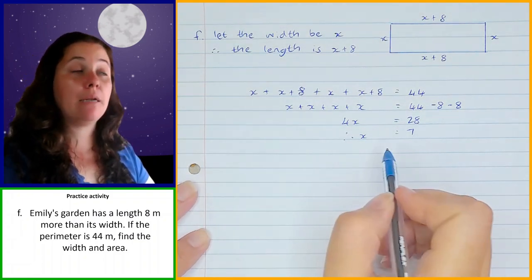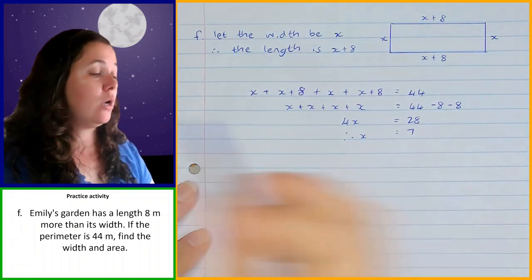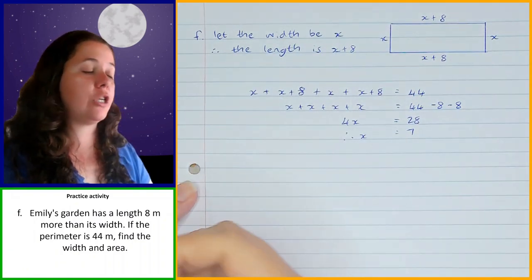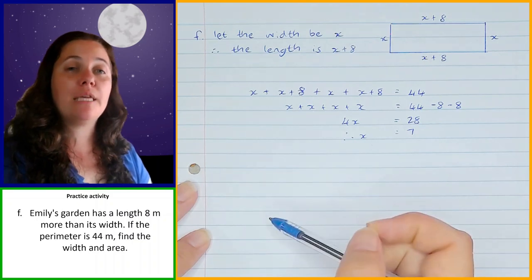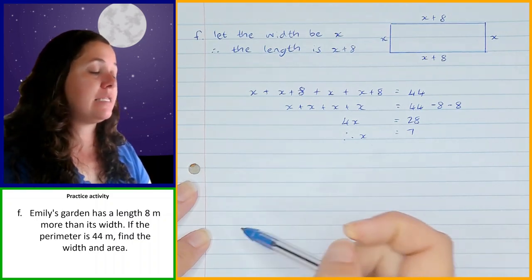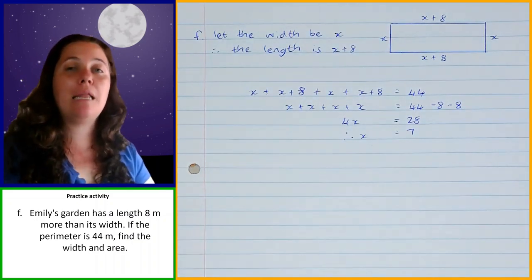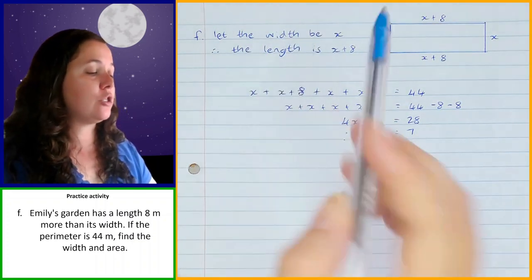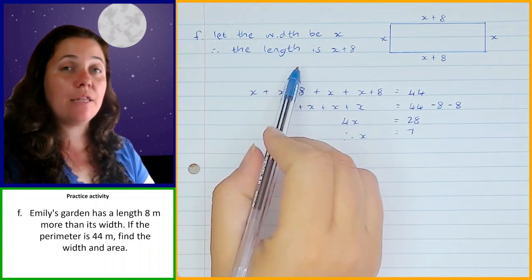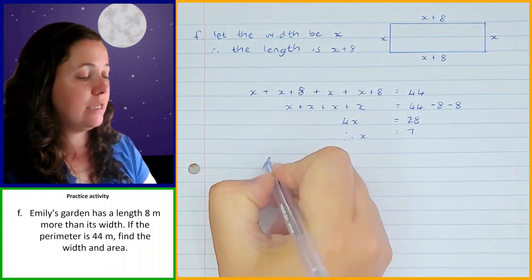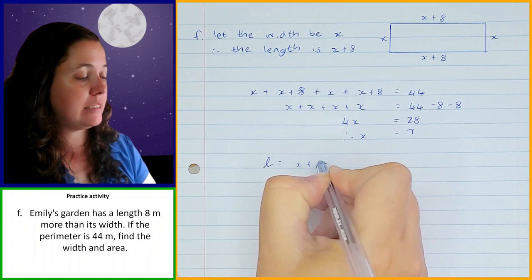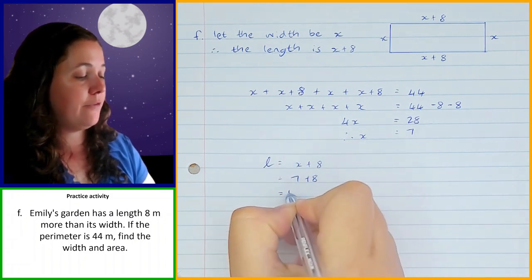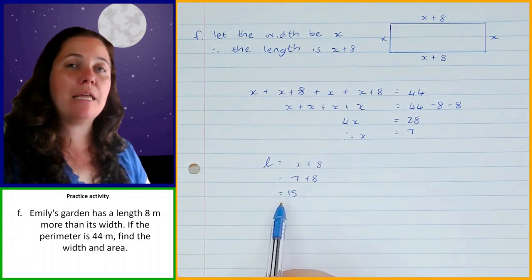Now I'm not done, because I have to work out the width. The width is x, so I could be finished if I hadn't been asked to work out the area as well. To work out area, I have to multiply length times breadth, or length times width in this case. So I have to know what the length is as well. Length is x plus 8. So x, we said, was 7, so that's 7 plus 8 is 15. So now I know that my length is 15.